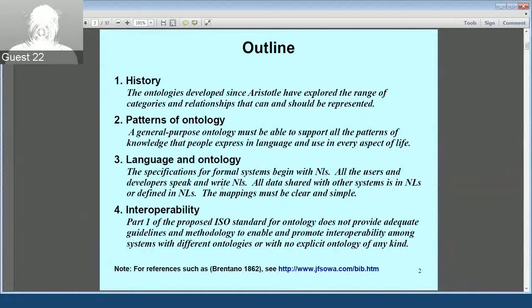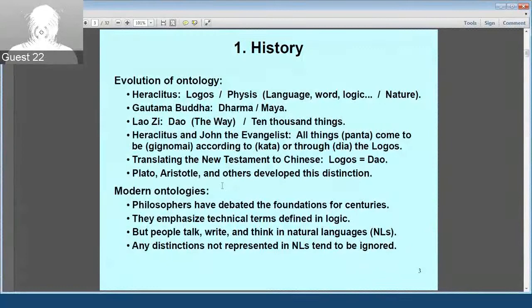A bit of history on the development of some of the most fundamental concepts, and the one that I believe is really the most fundamental is the one by Heraclitus, which he distinguished as logos and physis. Now, physis in Greek can best be translated as nature, but logos means a lot of related topics, including language, word, logic, reasoning, reckoning. All of those are integrated in one word, logos.